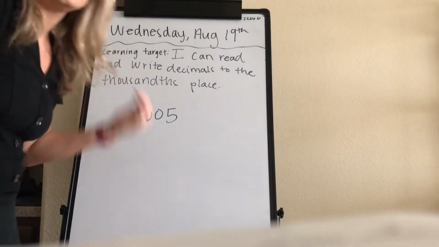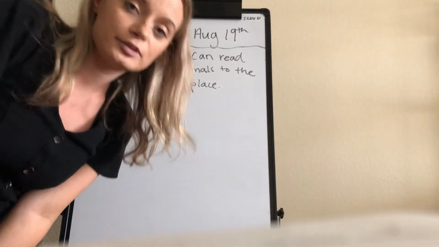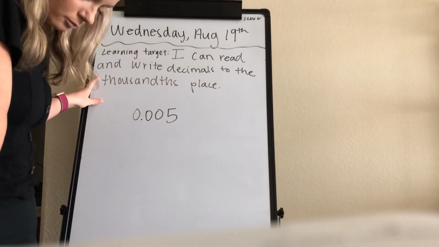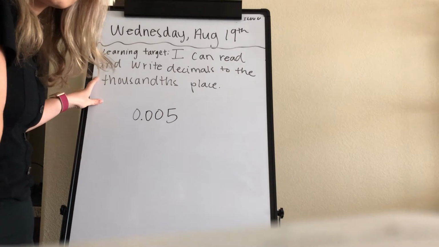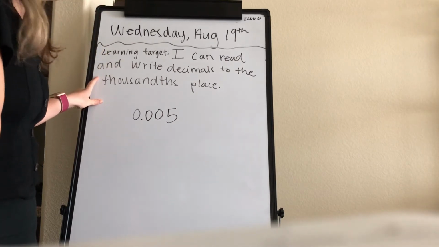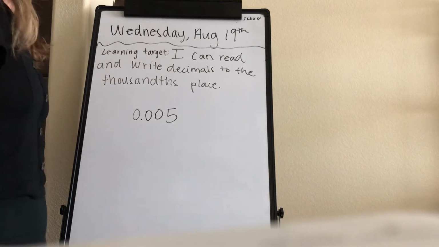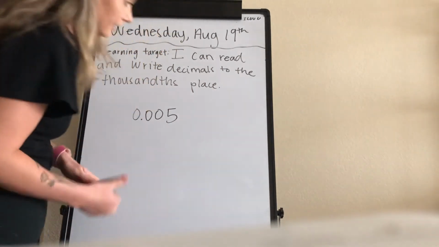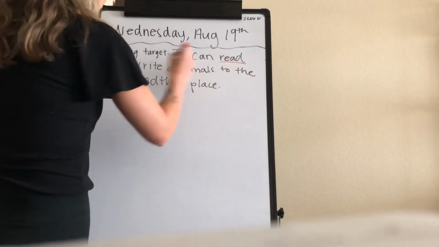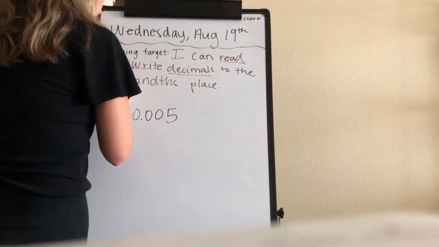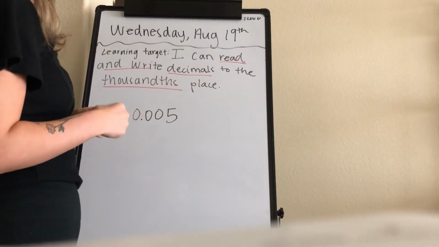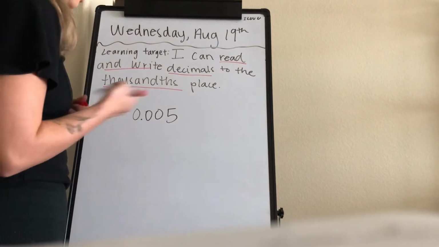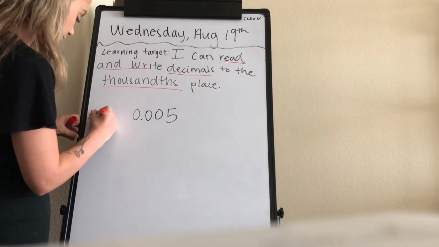And then something new we added in our notes this week is writing our learning target. So write learning target. Now I'll let you guys catch up. All right, and our learning target today is I can read and write decimals to the thousandths place. Make sure you have that written down. Give you guys a few more seconds.